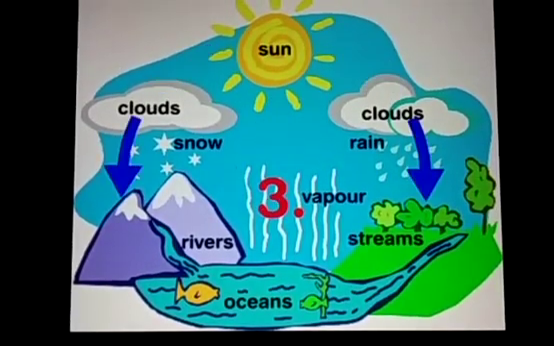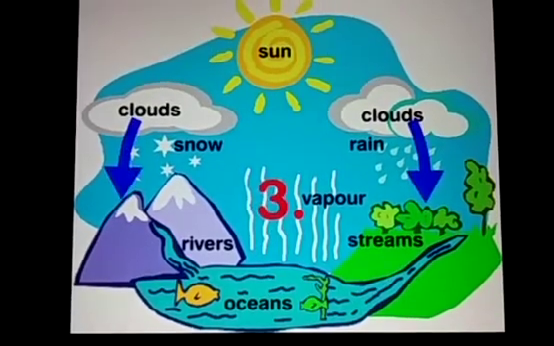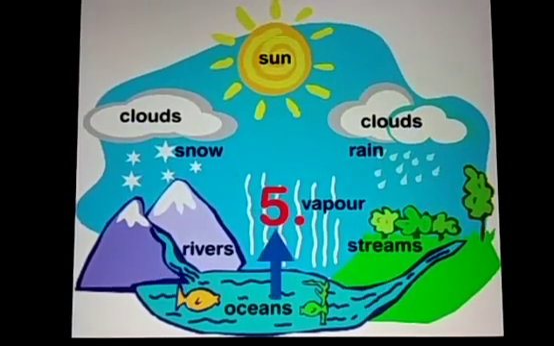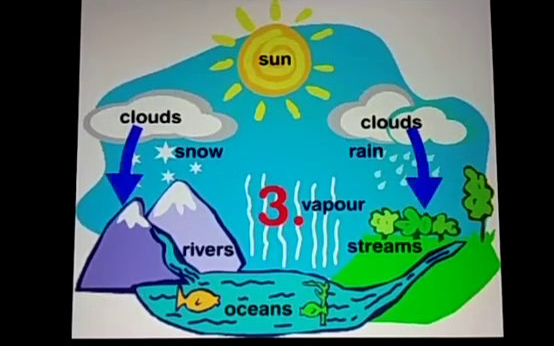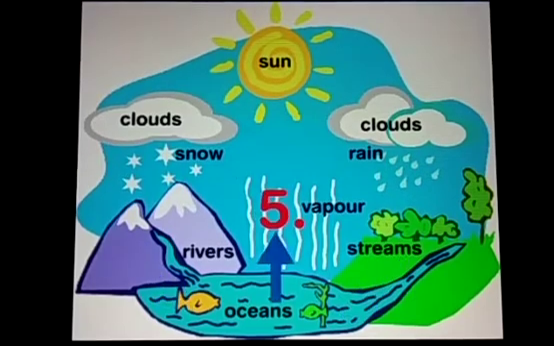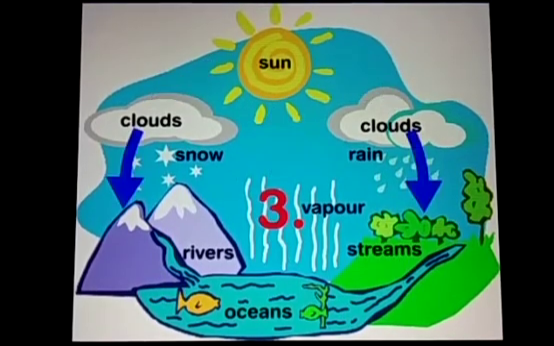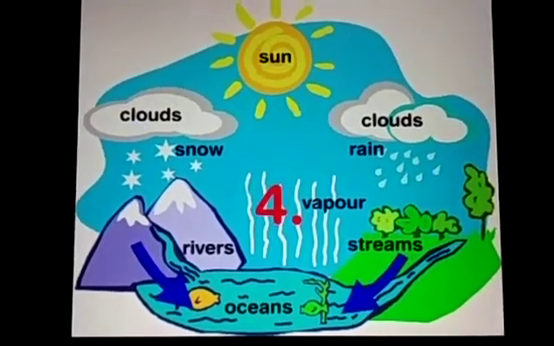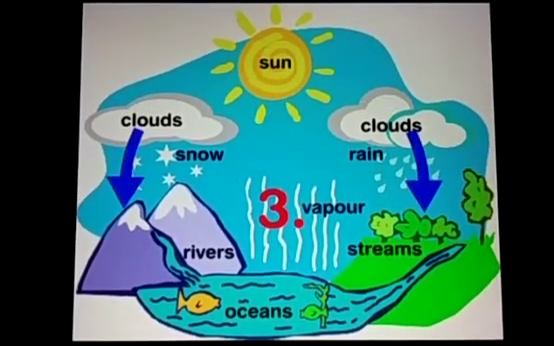Evaporation. Heating of water leads to the formation of water vapor, and this process is called evaporation. The water in rivers, lakes and oceans gets heated by the heat of the sun and evaporates into the air.